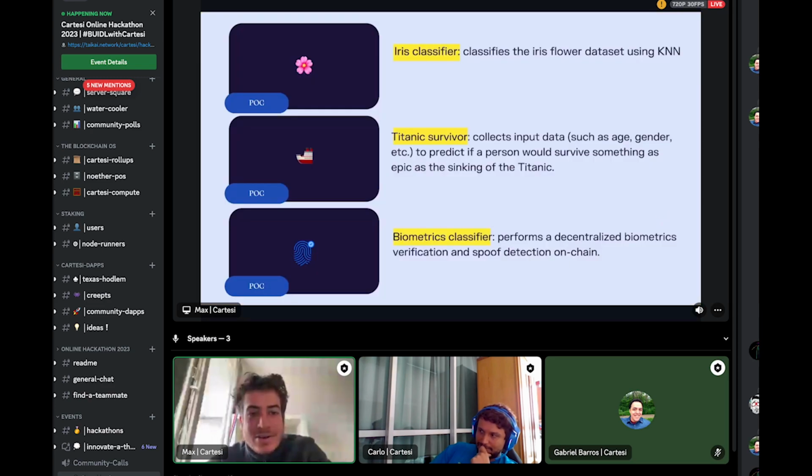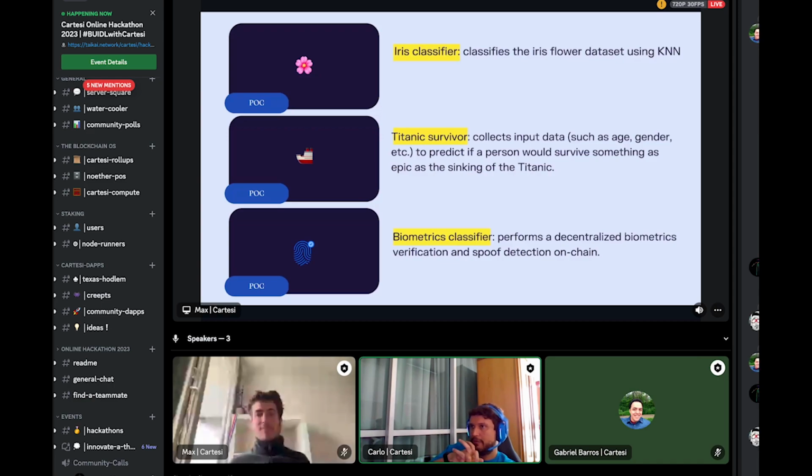Well, that's something that Cartesi can actually enable to a certain extent. And we have a few proof of concepts that we'd like to highlight here. Carlo, maybe you can cover these three because they're sort of interrelated. Yeah, so these three POCs were developed by an AI researcher, and he was exploring multiple different techniques on Cartesi.